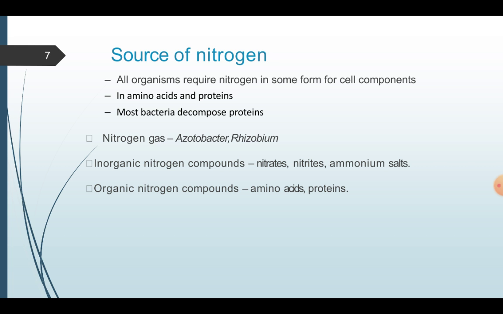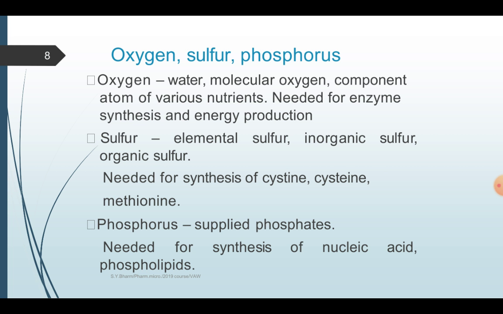Source of nitrogen: all organisms require nitrogen in some form for cell components such as amino acids and proteins. Most bacteria decompose proteins; nitrogen gas is used by Azotobacter and Rhizobium. Inorganic nitrogen compounds are nitrates, nitrites, and ammonium salts. Organic nitrogen compounds are amino acids and proteins. Oxygen, sulfur, and phosphorus: oxygen.